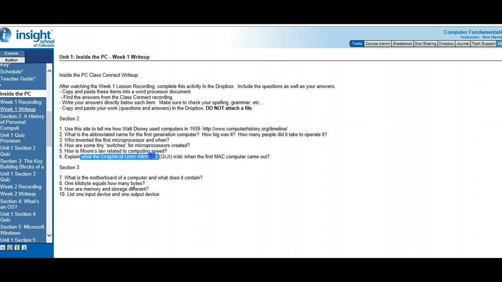And number 6, explain a graphical user interface and explain what GUI was when the first Mac computer came out. So we'll concentrate on those as we look through the history of personal computing. So, inside the PC unit.